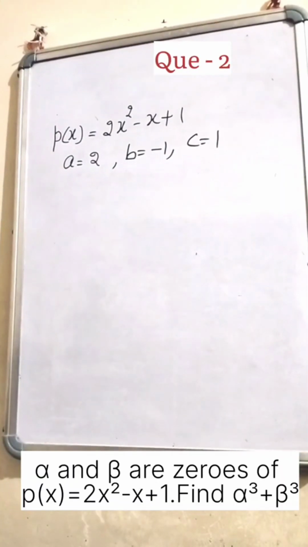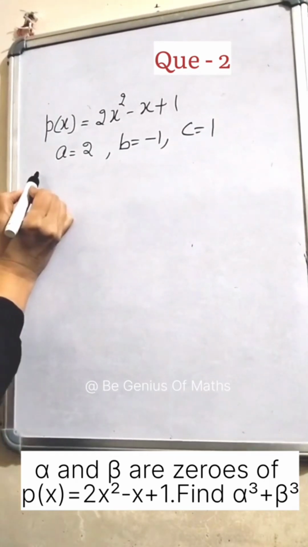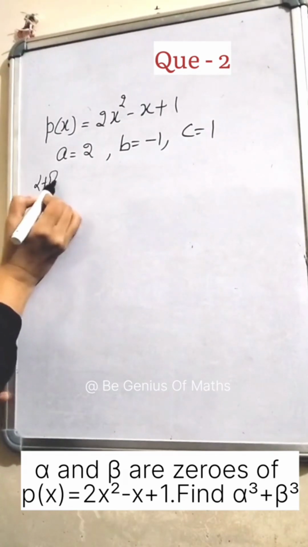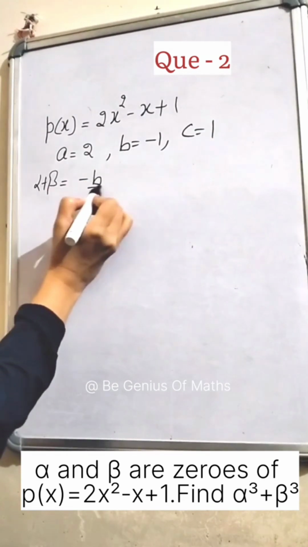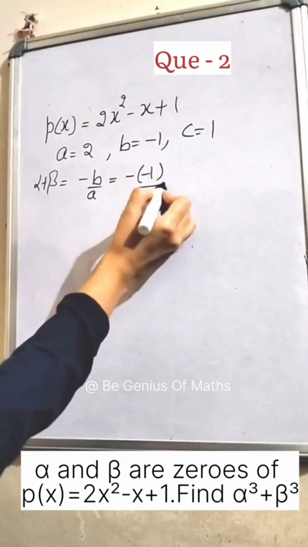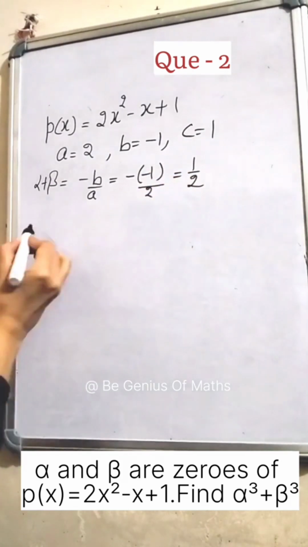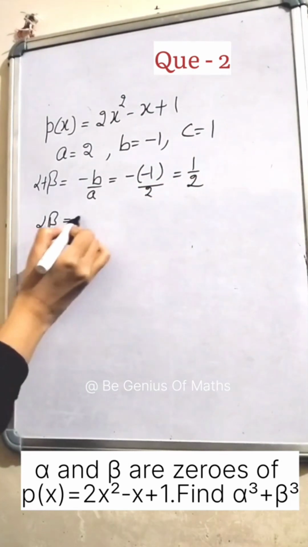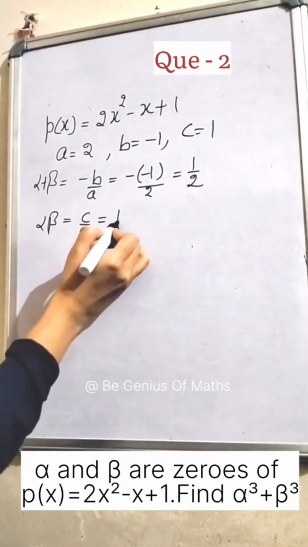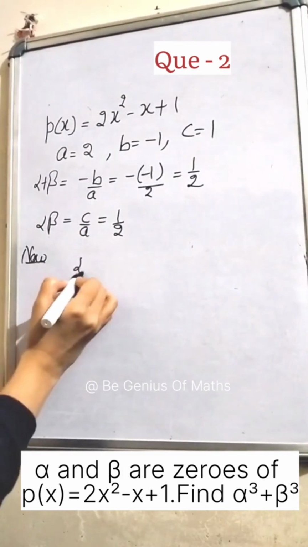So here again, a is the coefficient of x square which is 2, B is the coefficient of x which is minus 1, and C is the constant term which is 1. Now alpha plus beta is equal to minus b by a. Minus b is minus 1, a is 2. Minus into minus is plus, so 1 by 2. Alpha into beta is equal to c by a, 1 by 2.